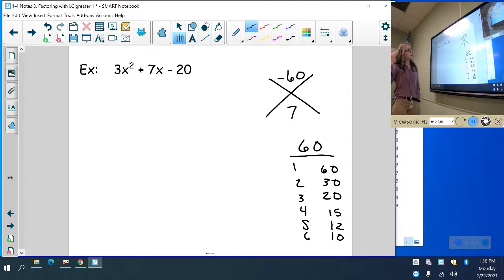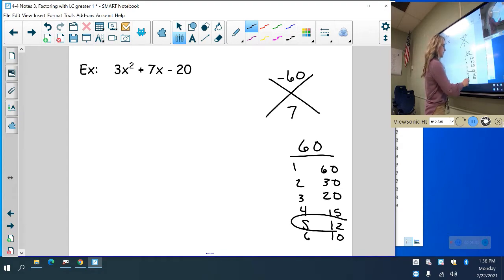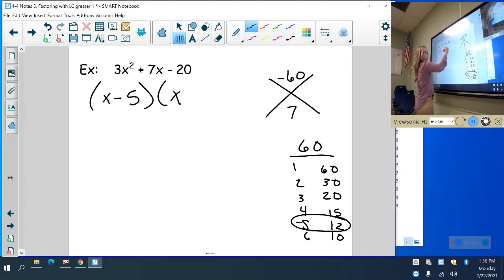Well, in order to multiply to a negative, one of these has to be positive and one of them has to be negative. And in that case, to get 7, there they are. 12 minus 5. Multiplies to negative 60, adds to positive 7. So I'm going to write that in there. X minus 5 and x plus 12.